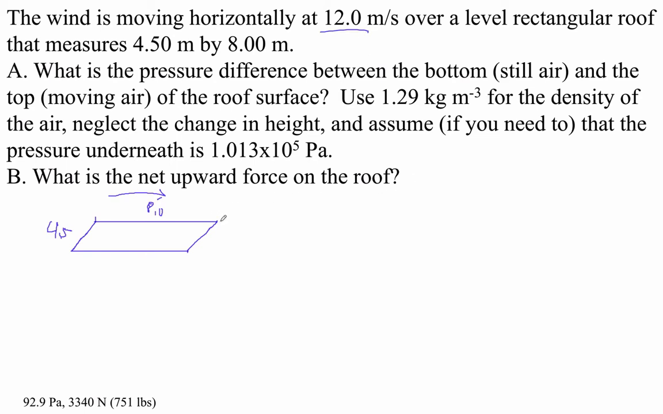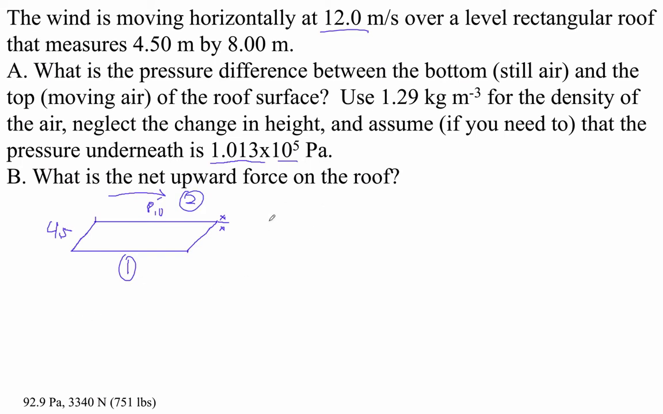So let's assume that we're looking at a very short distance. So we're looking at from here to here, right? Use 1.29. Neglect the change in height and assume, if you need to, the pressure underneath is 1.013 times 10 to the 5th pascals. All right, so let's set this up. Underneath the roof is situation 1, and above the roof is situation number 2, right?